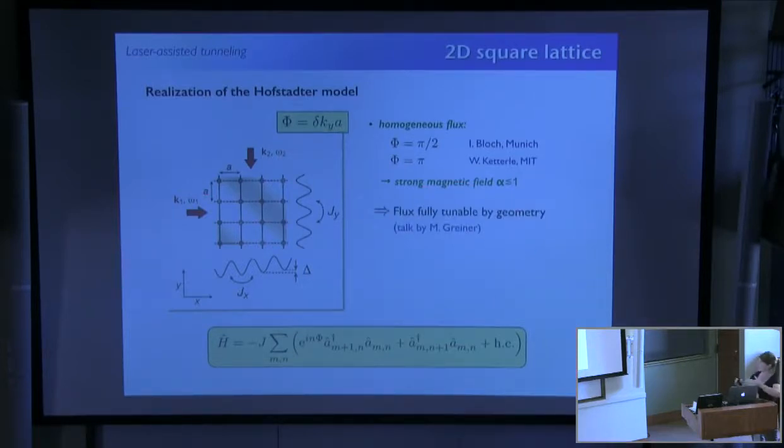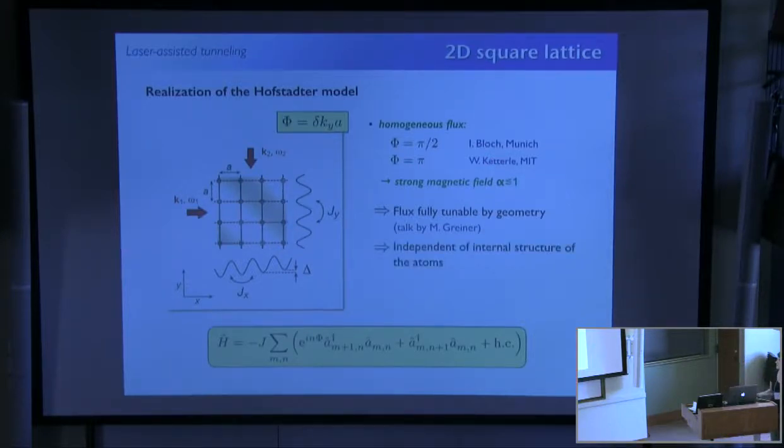So by varying the angle between these two beams, you can engineer any magnetic flux penetrating the lattice as you want. And just to mention here, these fields that we engineer are very strong. They are on the order of 1 flux quantum per unit cell. So 1 flux quantum would be 2 pi. We have engineered a value of 1/4, and in the group of Wolfgang Ketterle, it's 1/2.